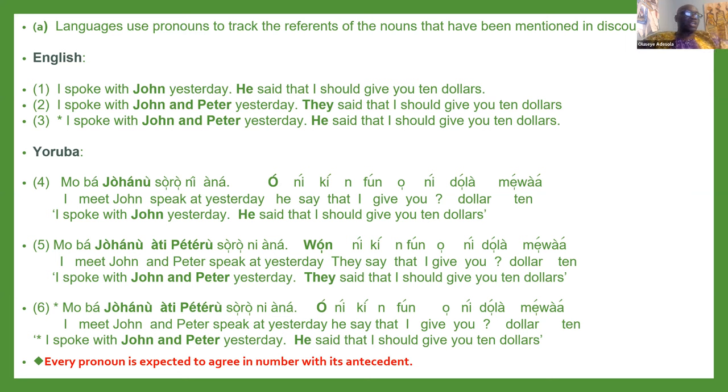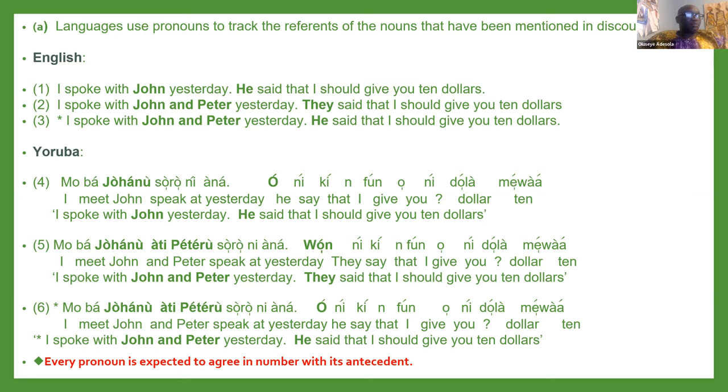But if I said I spoke with John and Peter yesterday, he said that I should give you $10. That's a little confusing. Why? Because he is not the same number as John and Peter, which is supposed to be plural. Then the sentence crashes. The same way for Yoruba, I mobile John Soroniana, only came for ni dollar mewa. The sentence is acceptable. There's agreement in number and person between John and e.